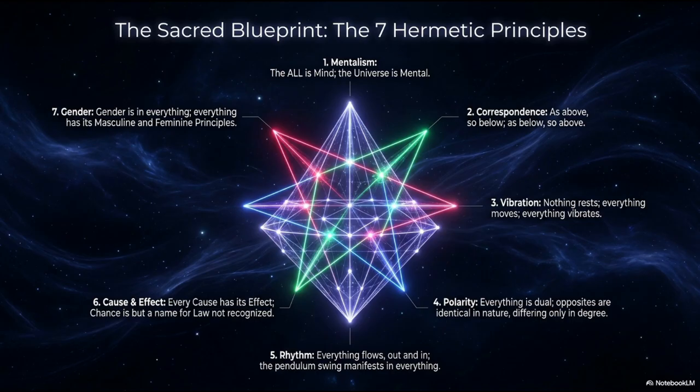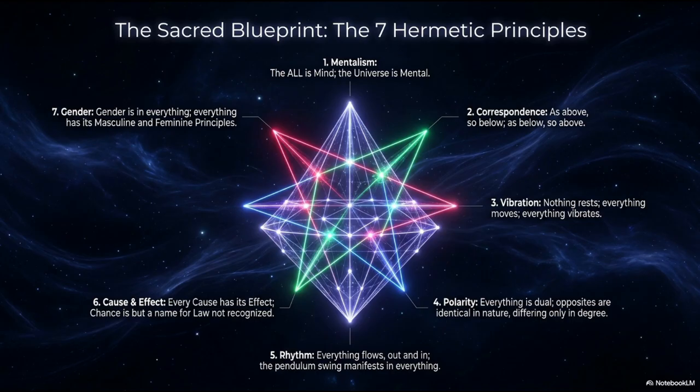Exactly. Then we have the principle of correspondence, which is famous for the phrase, as above, so below. Which is pretty much just a more mystical way of stating what we were just talking about with the spheres and the architect's blueprint. Yeah, it means that patterns repeat fractally across different levels of reality. Right. By understanding the laws of the physical world like gravity or momentum, we can reason from the known to the unknown, applying those exact same mechanics to the mental or spiritual planes. Because it's all a single interconnected system.